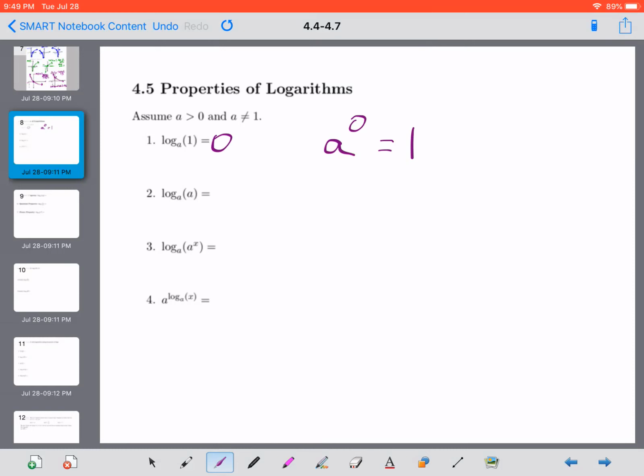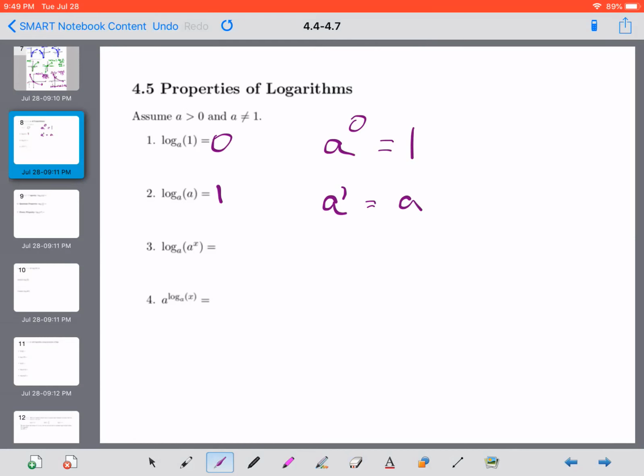Alright, what about log base a of a? Again, you should be thinking to yourself, what do I need to raise a to the power of to get a? Well, it's already equal to a. I don't really need to raise it to any power, and so we can always just put an exponent of 1 here, which means log base a of a is equal to 1. And that's going to be true for any a that's positive and not equal to 1.